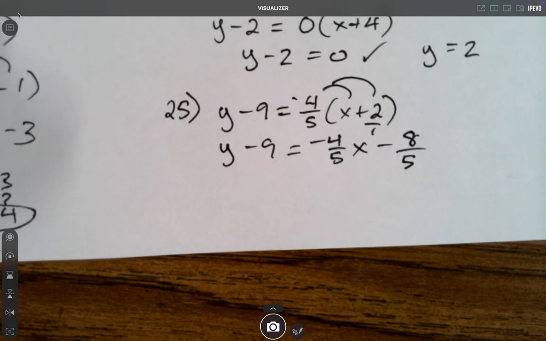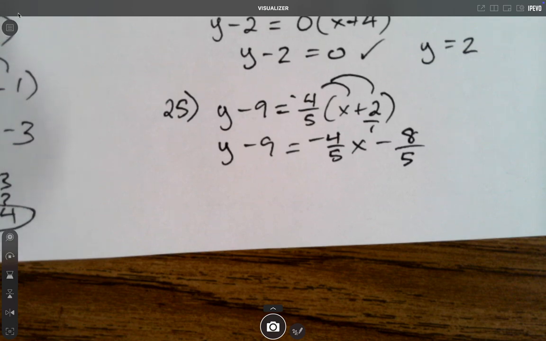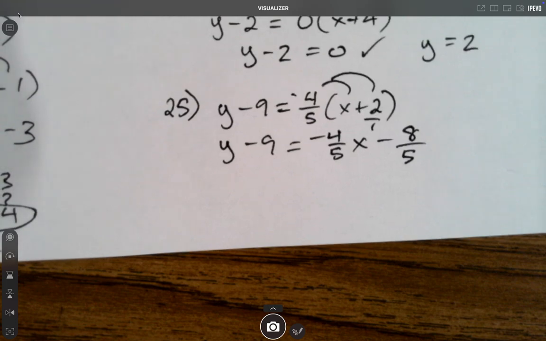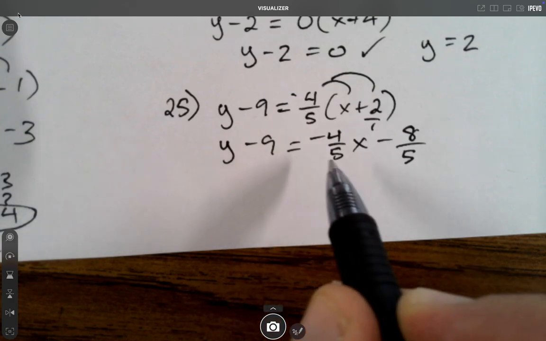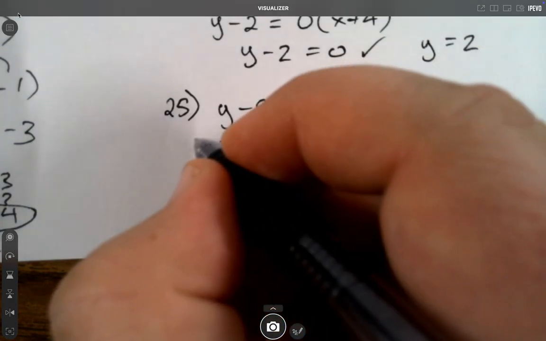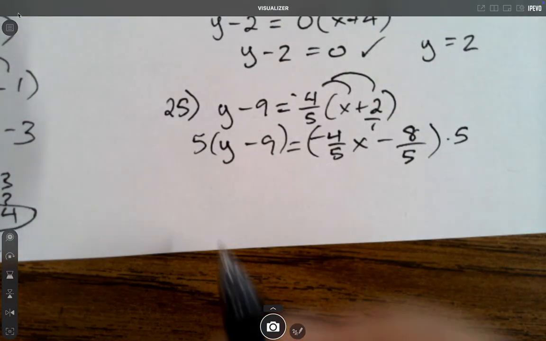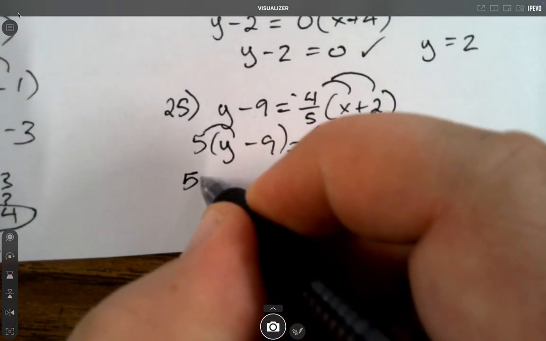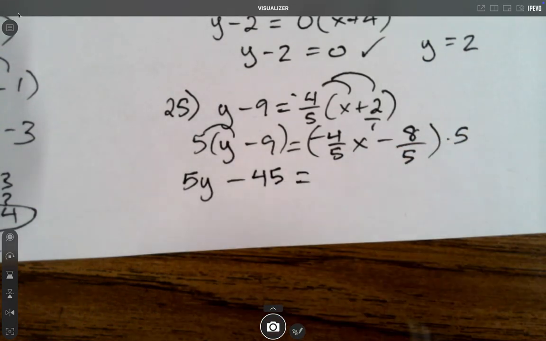Okay, now you can do things in different orders, but I know we don't want fractions. So personally, I would right now go ahead and get rid of those. And to get rid of a fraction, we have to multiply every single term by its denominator. So I got to multiply both sides entirely by 5. So 5 times y is 5y. 5 times 9 is 45.